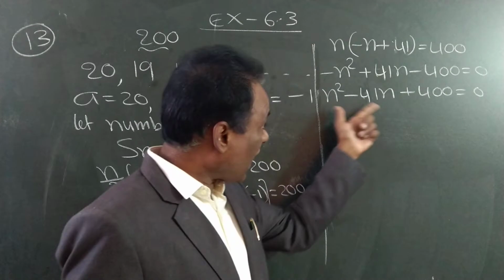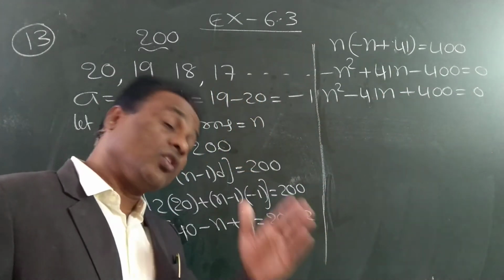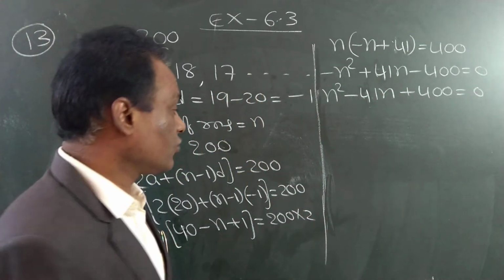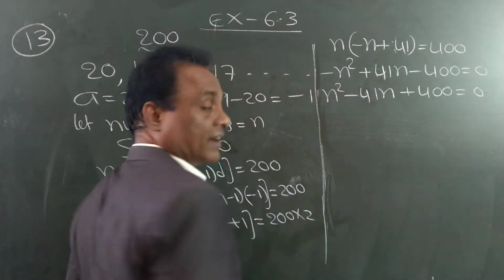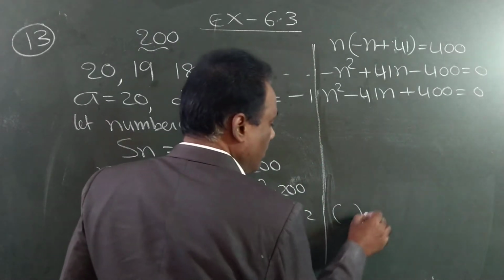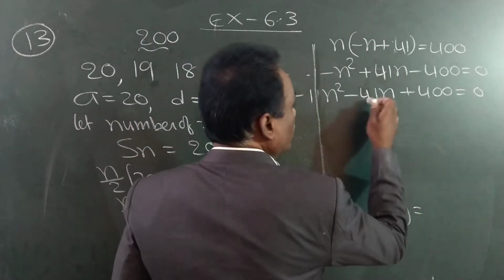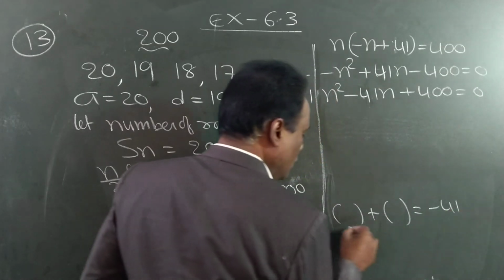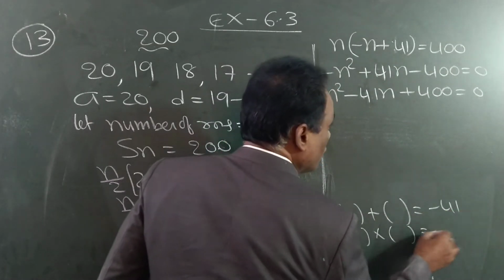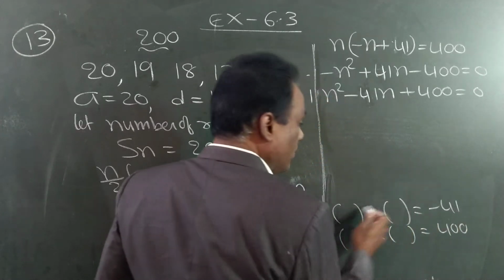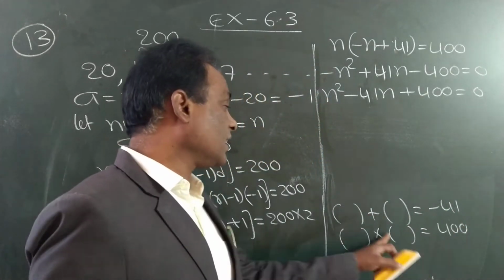So, how to factorize this? Even factorizing you studied in the 8th class also. See here, students, how to factorize. Tell two numbers whose sum should be minus 41 and product should be 400. Sum is minus 41, product is 400.